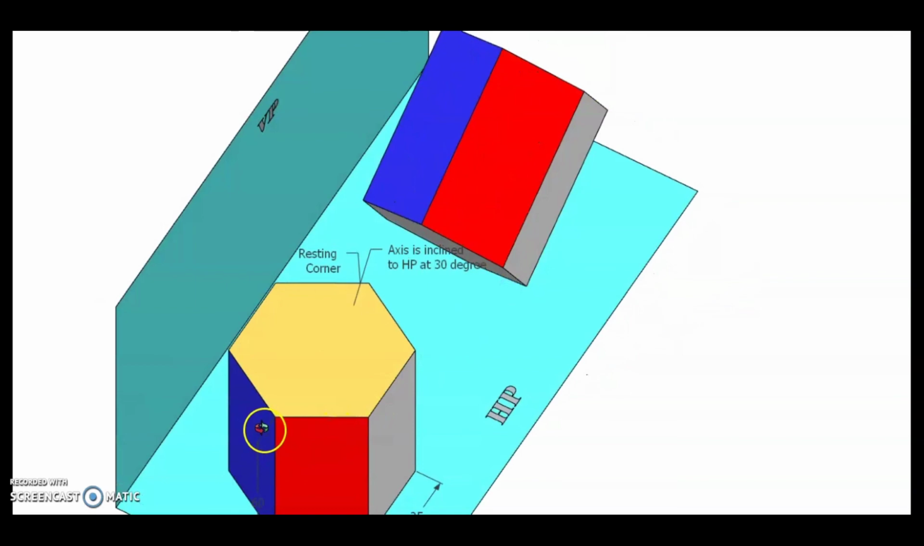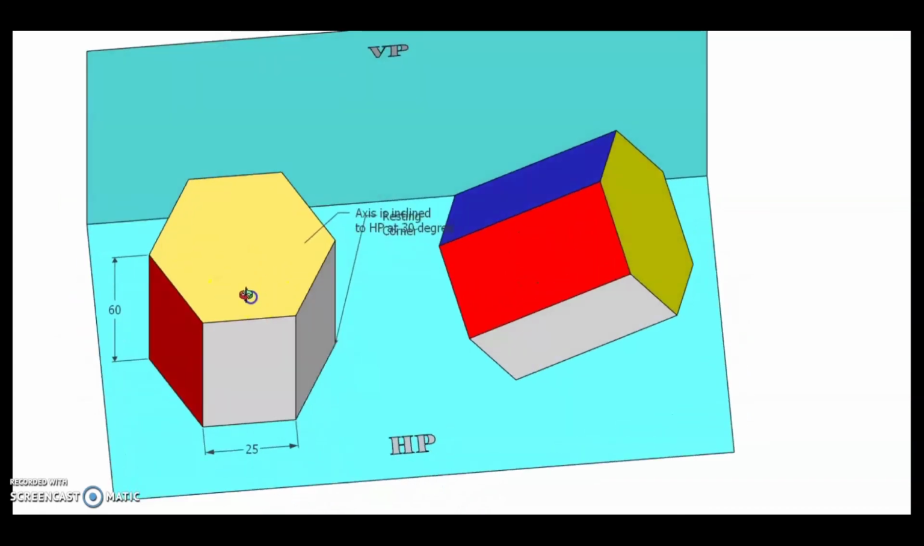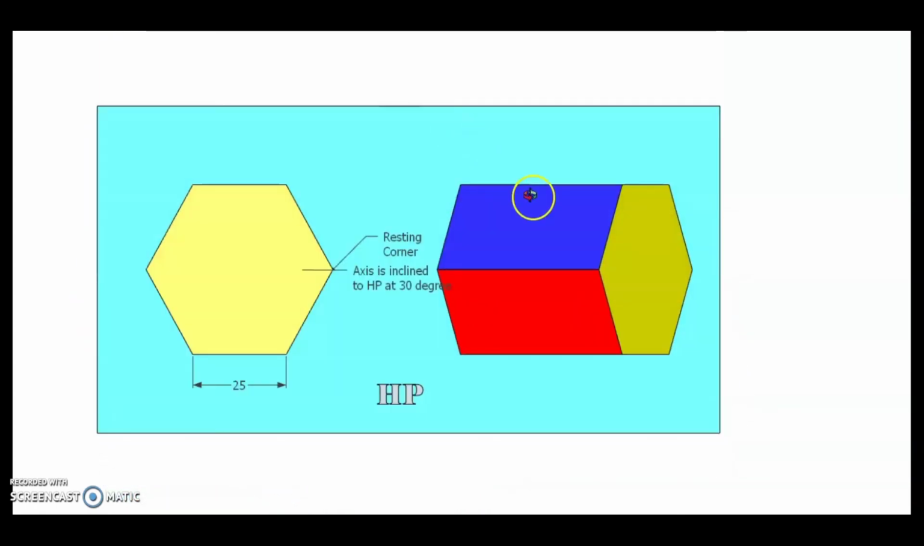Now which faces are clearly visible? This red colored and blue colored rectangular face is visible, as well as this top base is also visible. So it should be represented by regular lines.